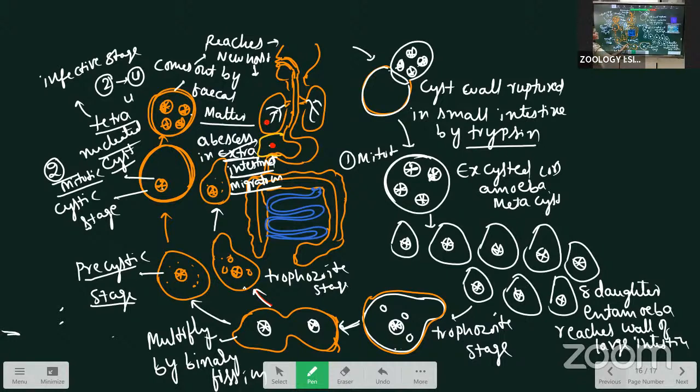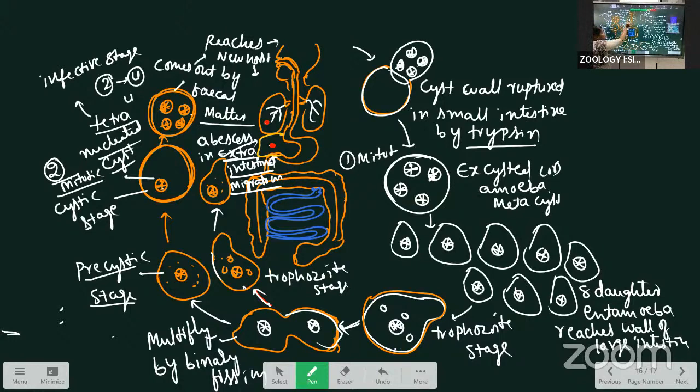One more, this extra intestinal migration is important. Here, directly after the binary fission, some are directly formed as trophozoites, skipping the pre-cystic stage. They dissolve the blood vessels and enter the blood circulation, and from the blood circulation they reach the vital organs.